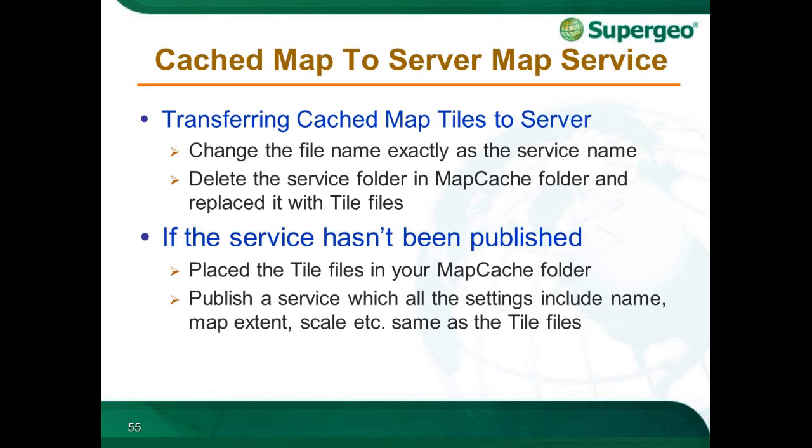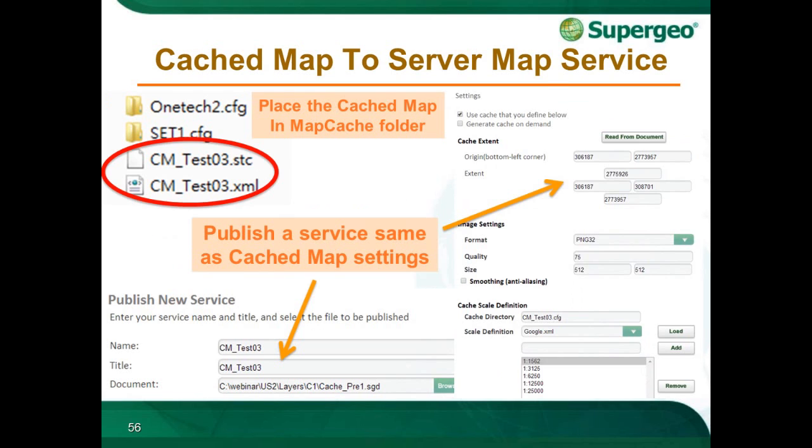And if your service hasn't been published, you can also simply place your tile file in your map cache folder and publish a service with all the settings, including the name, the map extent, the scale, and all the other settings, just the same as when the tile file was generated. So the STC file will be automatically used when you publish a web application via this service.